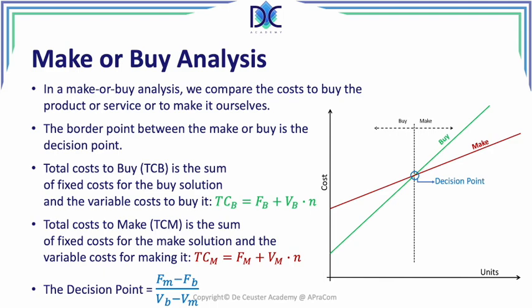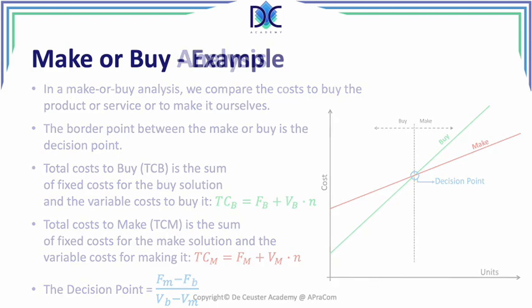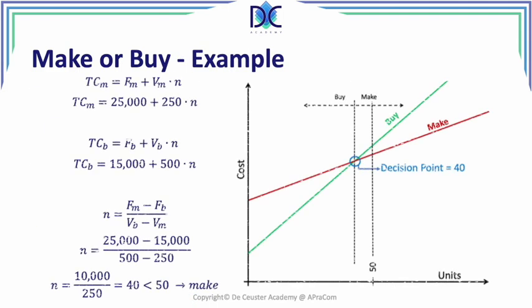Here is a small example of a make or buy analysis. So we have in fact the two equations, the total cost to make and the total cost to buy. And we see here that the decision point is 40 and we want to have 50 products. In this case, we are at the right of the decision point, so we decide to make the product ourselves and not buy it.